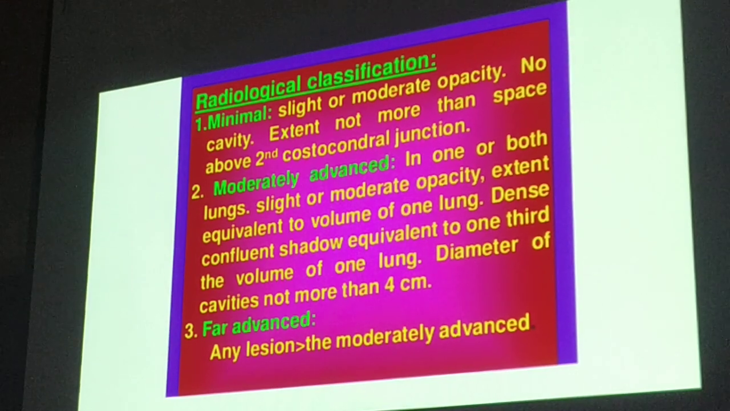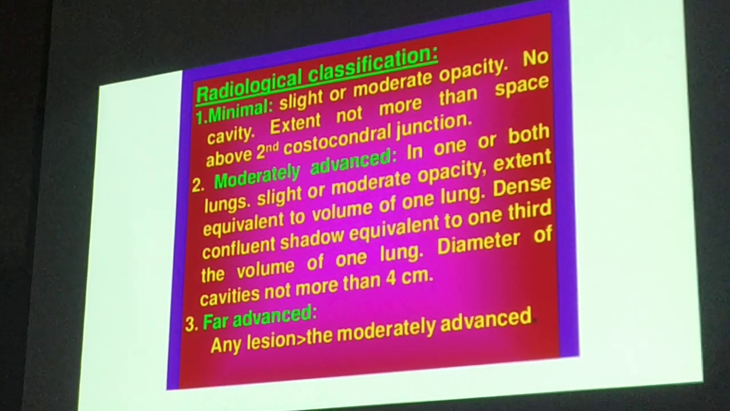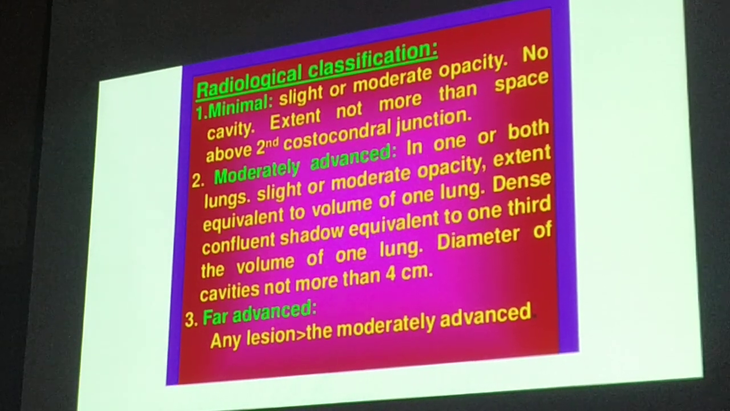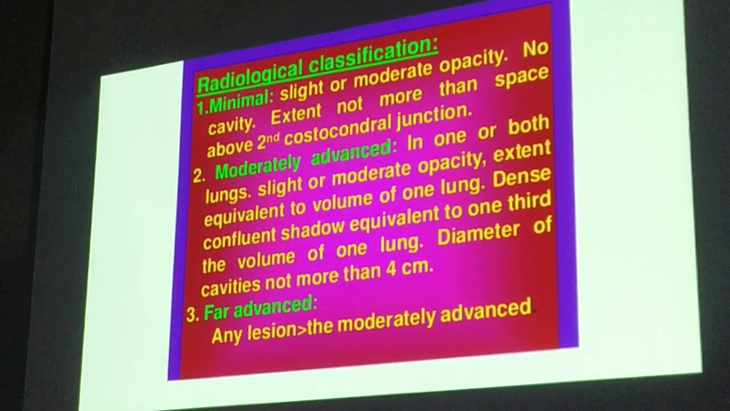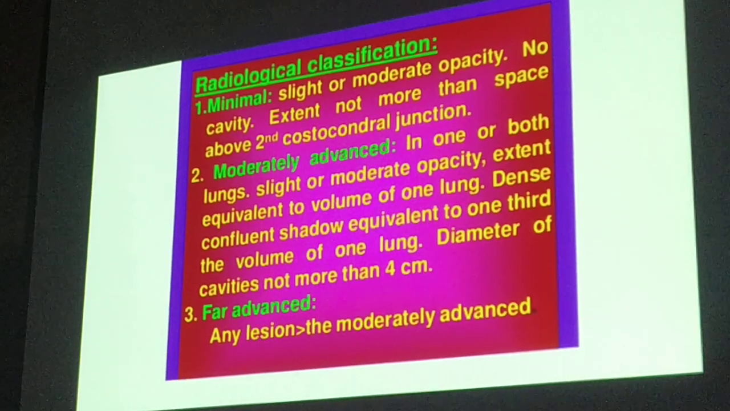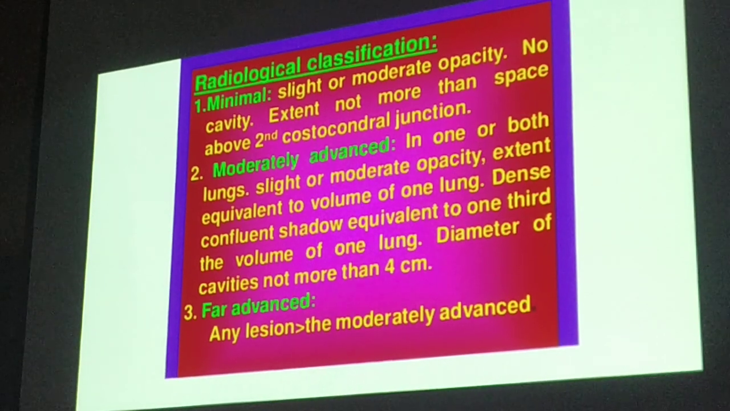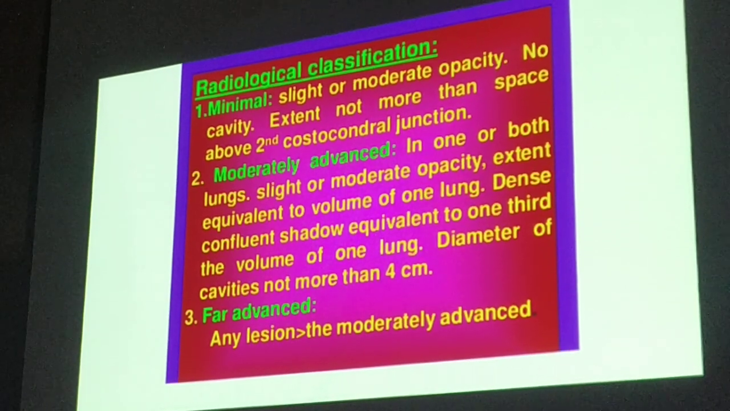Okay? So, we would classify the diagnosis of pulmonary tuberculosis as minimal, moderately advanced, or far advanced. For moderately advanced, you just put MA. For far advanced, you just put FA. Okay.